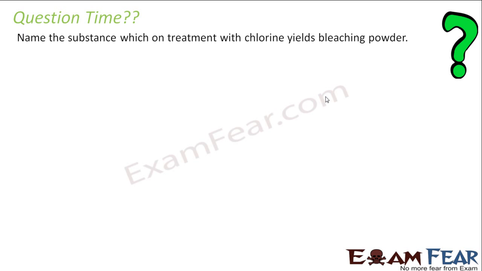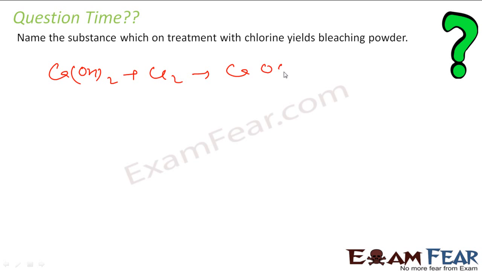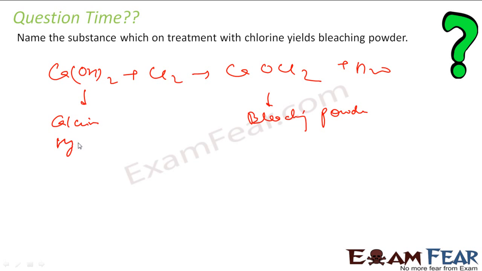Name the substance which on treatment with chlorine yields bleaching powder. We know that Ca(OH)2 plus chlorine gives CaOCl2, plus water obviously. So this is my bleaching powder. This reaction we have learned. So the substance the question is asking for is calcium hydroxide. This on treating with chlorine gives you bleaching powder.